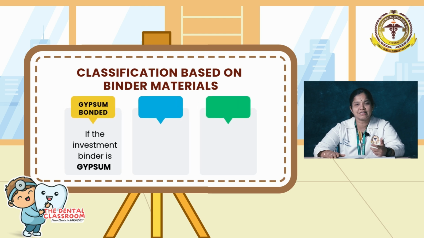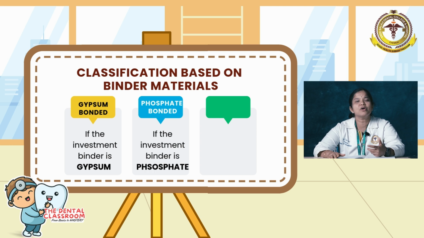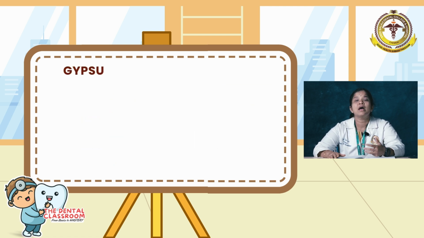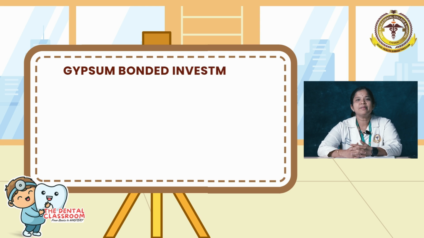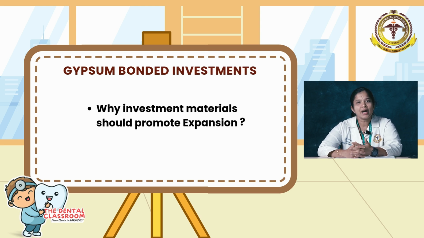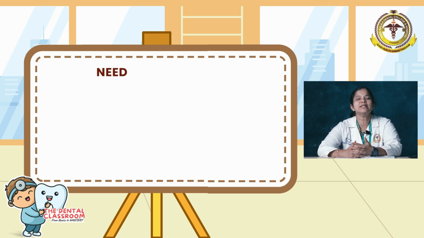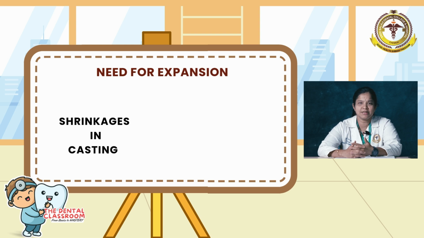Gypsum bonded investment material if the investment binder has gypsum in it. Phosphate bonded investment material if the investment binder is the phosphate. And if the binder is ethyl silicate, you call that material ethyl silicate bonded investment. In today's class, we will be discussing in detail gypsum bonded investment material, and why all these investment materials must promote expansion. What is the reason behind it? Why do you need this amount of expansion during the casting procedure?